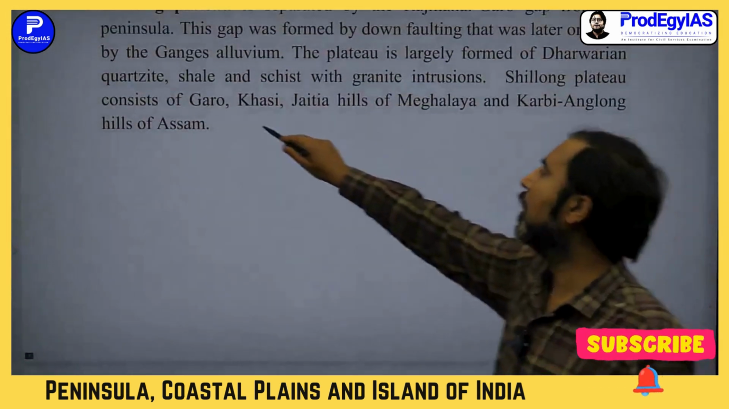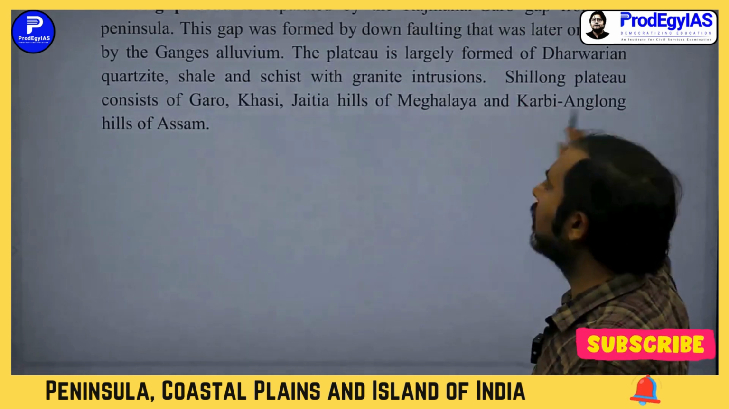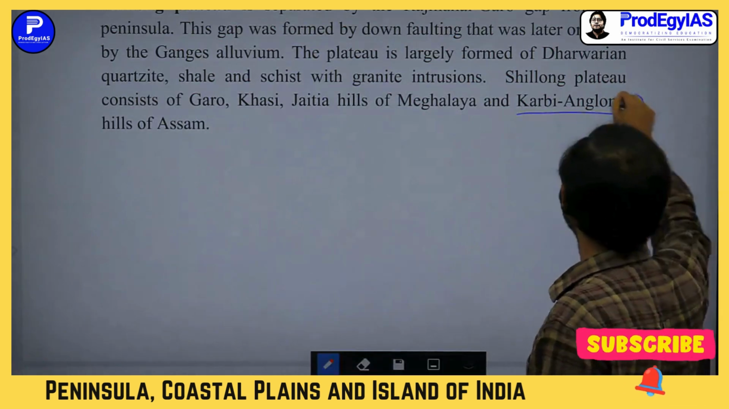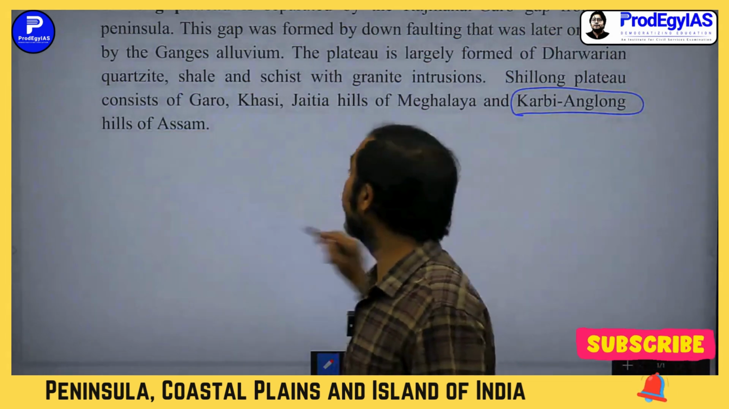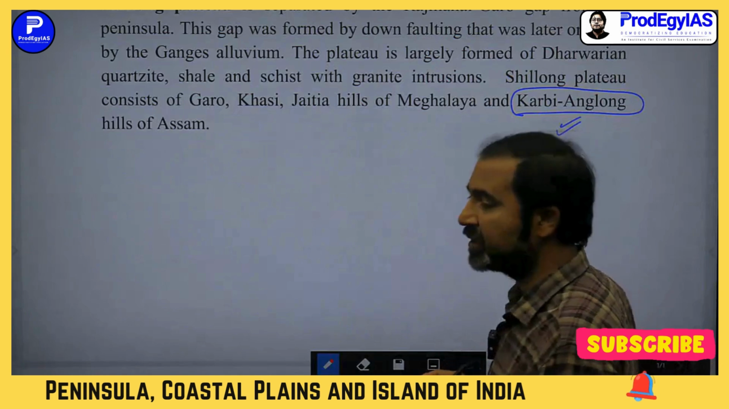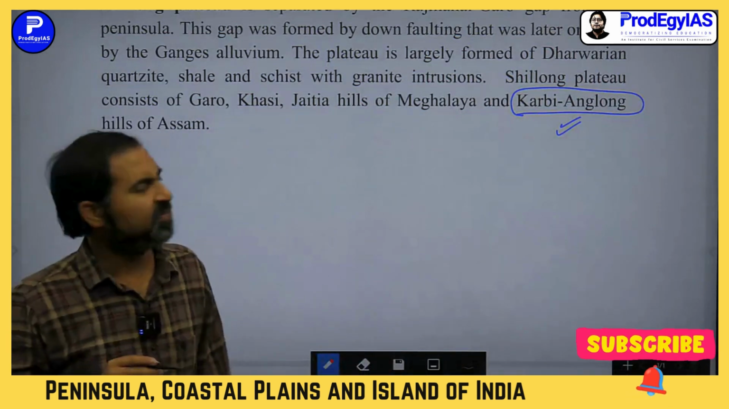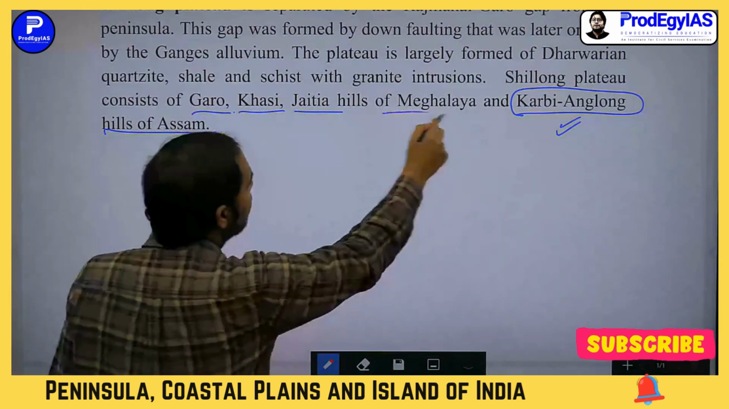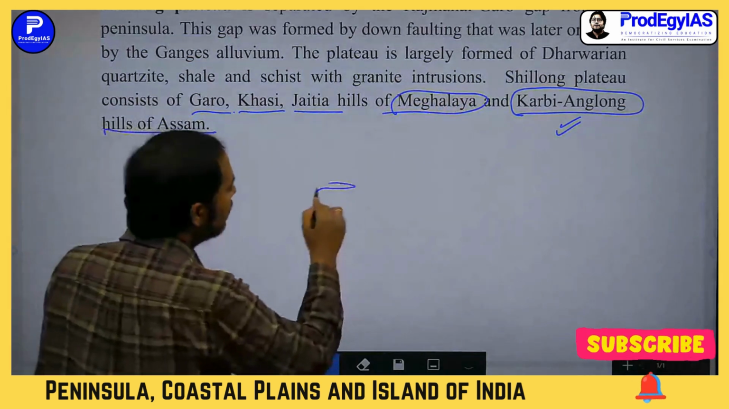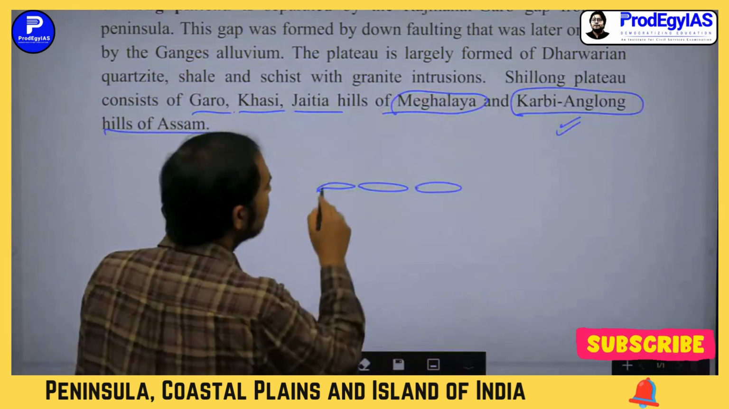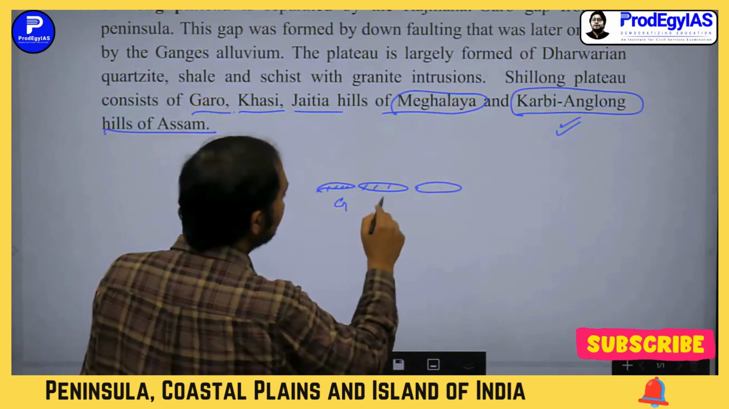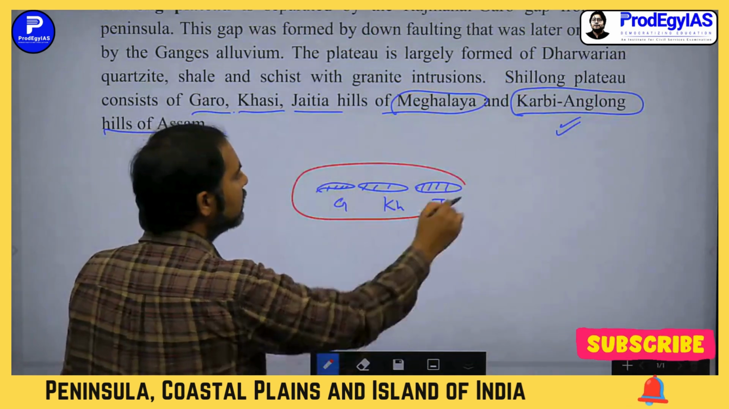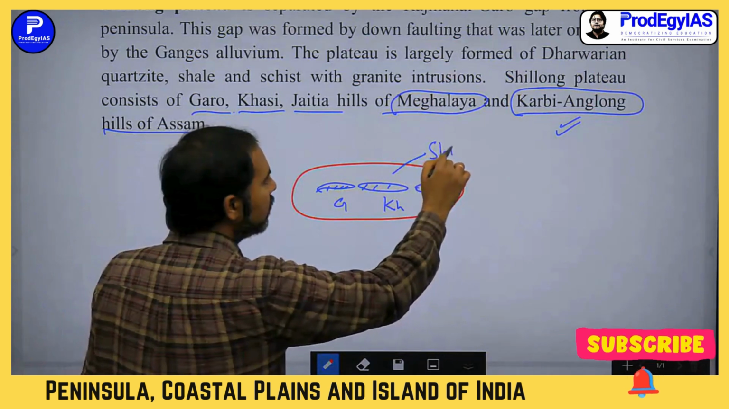Here you can find the Garo, Khasi and Jaintia Hills of Meghalaya and the Karbi Anglong Hills of Assam. They are important hills. Karbi Anglong region, okay, I think important for your prelims. Where is Karbi Anglong Hills? In Assam, right? Garo, Khasi and Jaintia Hills are in Meghalaya. Like this is Garo, this is Khasi, this is Jaintia. And this whole is your Meghalaya Plateau, Shillong Plateau.